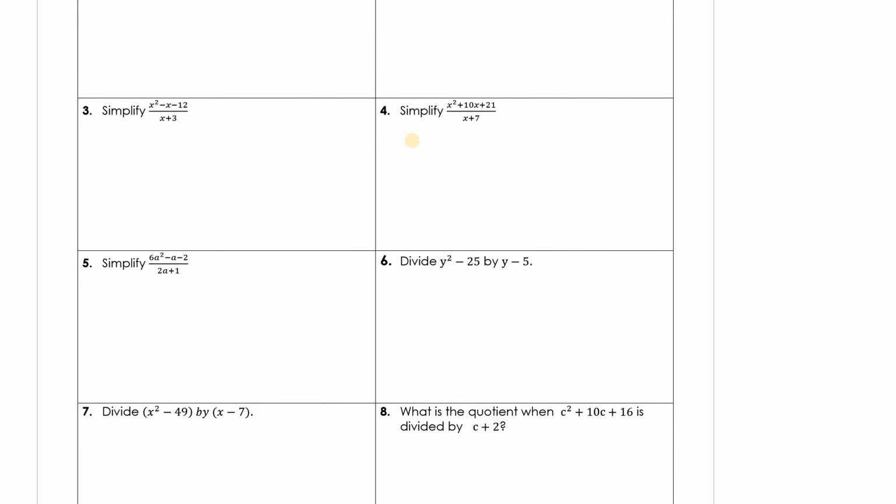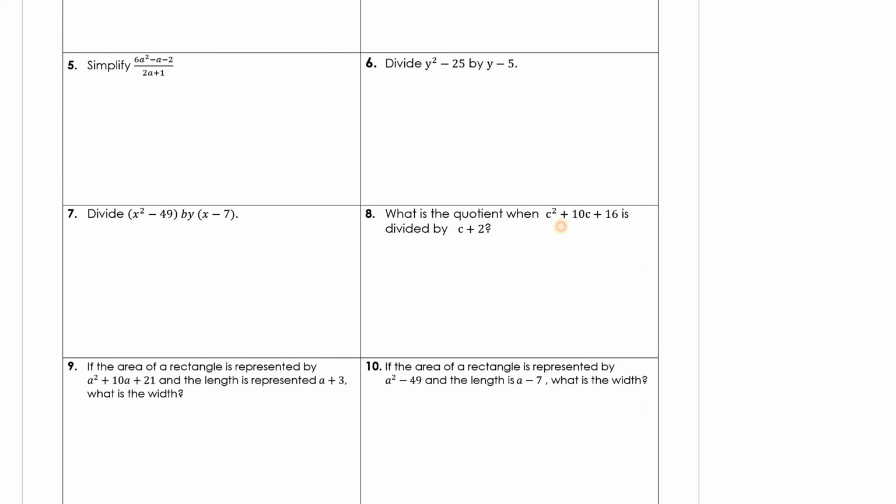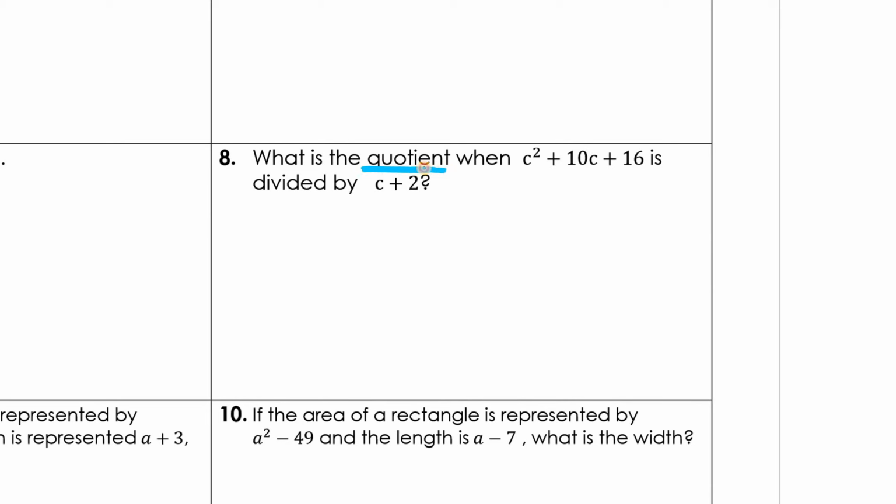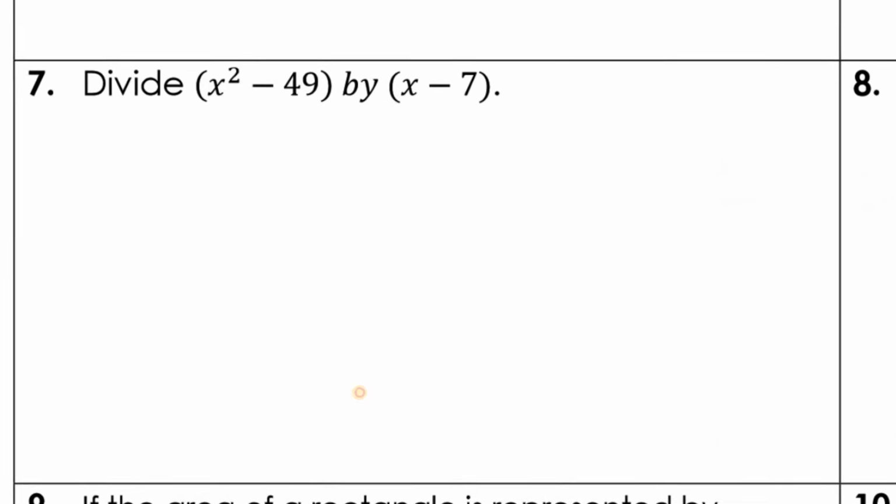Let's take a look at number 8, which is just telling us the word quotient. What is the quotient? That's just saying, what are we going to multiply by this to give us this trinomial? The one I want to work on is right here.